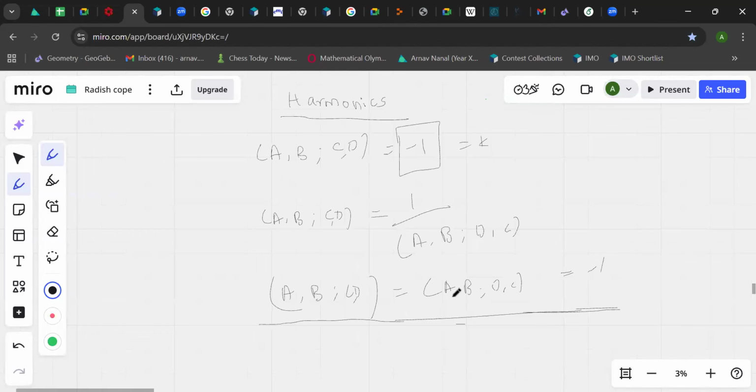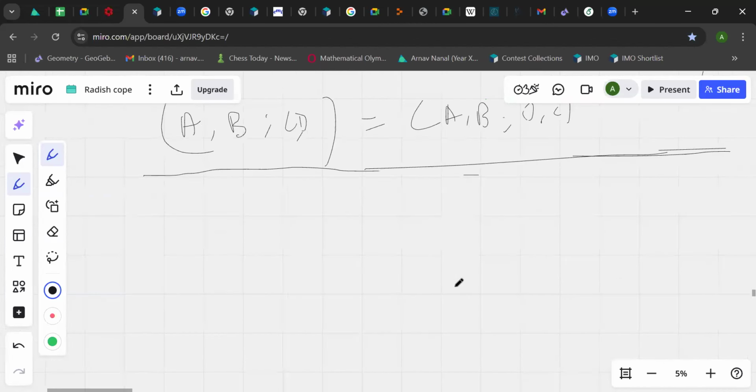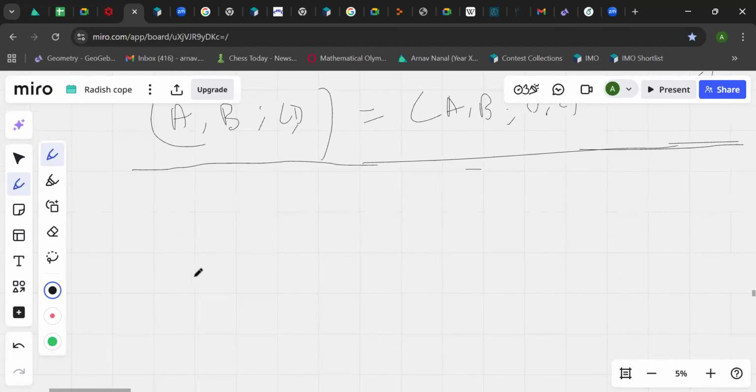So this is the thing. How does this help us? If you have a line A, B, and I'll draw C and D, because now we know the cross ratio is negative, this is a harmonic bundle. By this we call this a harmonic bundle.